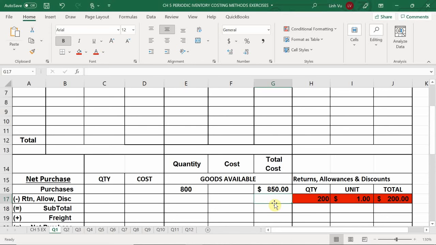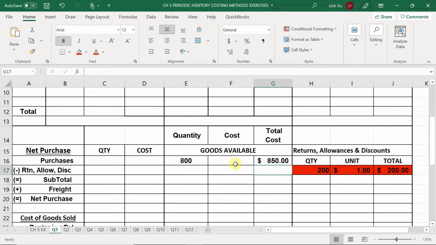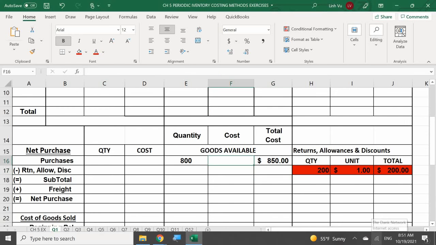So now, because I have a new total cost with a new quantity, I have to resolve for the cost per item. I have a new total, which is $850, so I have to take the $50 and spread it across the 800 units that I have available. So if I take my $850 and divide it by my 800, what is my cost per item?